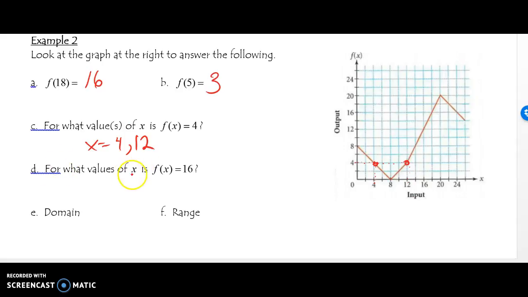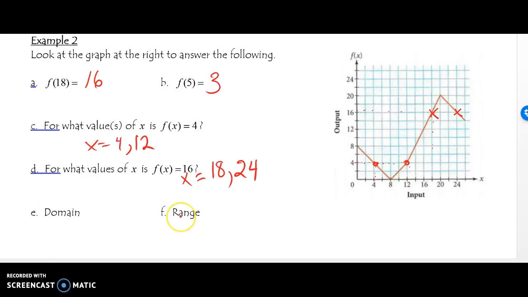For what values of x is f of x equal to 16? Again, another y value. So y value of 16 here and here. So we got to locate those x values. That would be at 18. And at 24.